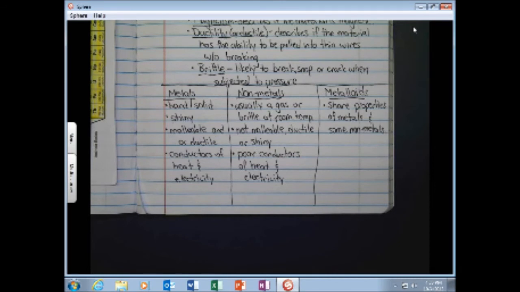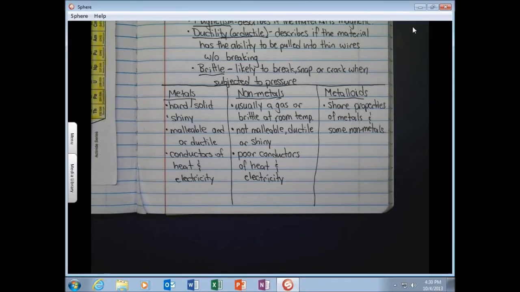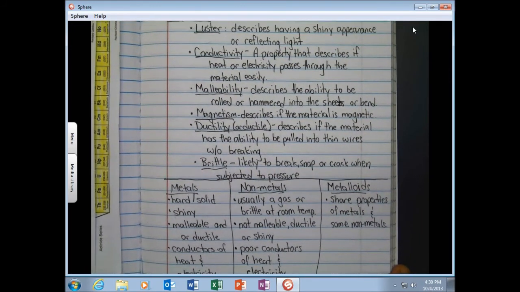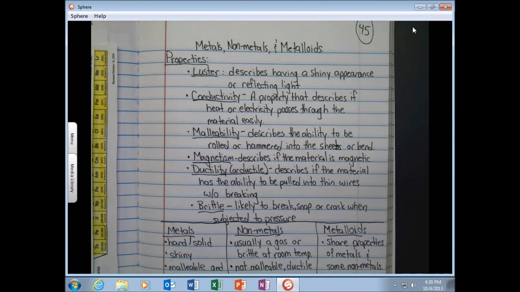So hopefully you're able to fit everything in on page 45. This is the snapshot of the rest of it. And be sure to study these properties and different characteristics for any assessments or something like that that may come up in the future.